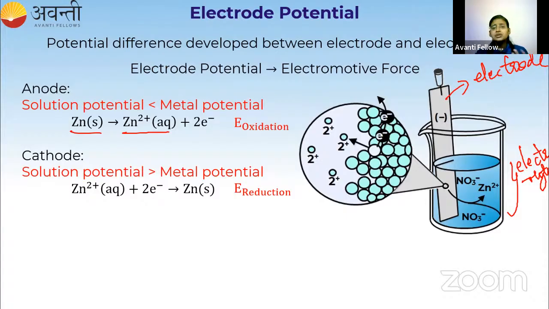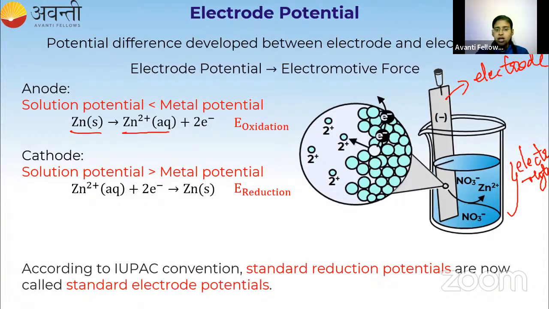Nowadays, according to the IUPAC convention, IUPAC you all know, right? International Union of Pure and Applied Chemistry. According to their convention, standard reduction potentials are called standard electrode potentials. In some questions, they will give the values in terms of standard electrode potential, and that denotes the standard reduction potential. Electromotive force is nothing but the electrode potential. Each metal electrode will have some potential value associated with it. That is called the electrode potential, and we call that the electromotive force of the cell also. Clear?